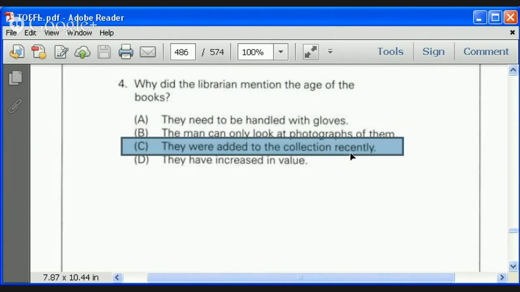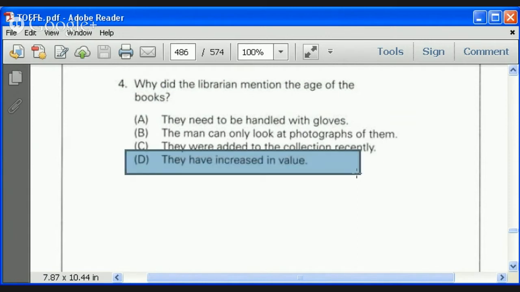They were added to the collection recently. I don't remember anything about that. If it was mentioned, I don't remember it. Again, this is going to happen to you on the exam. You're going to look at it and go, oh, I don't remember. Did I miss something? Actually, 99 times out of 100, you don't remember it because it was never mentioned at all. So if you can't remember it at all, doesn't even sound familiar, then eliminate it. Don't second guess yourself. Don't waste time because you can't go back anyway. There's no point.